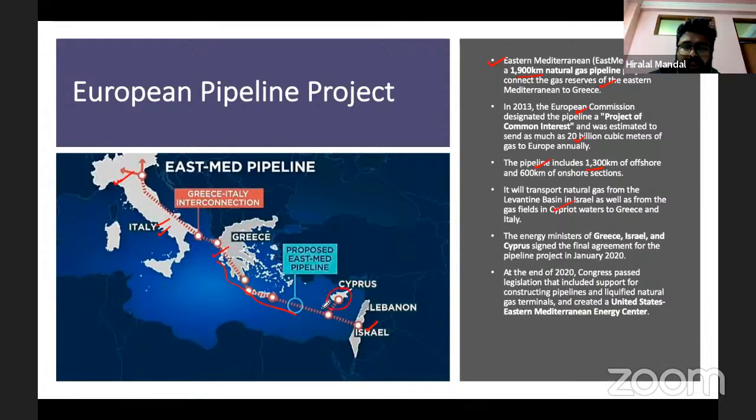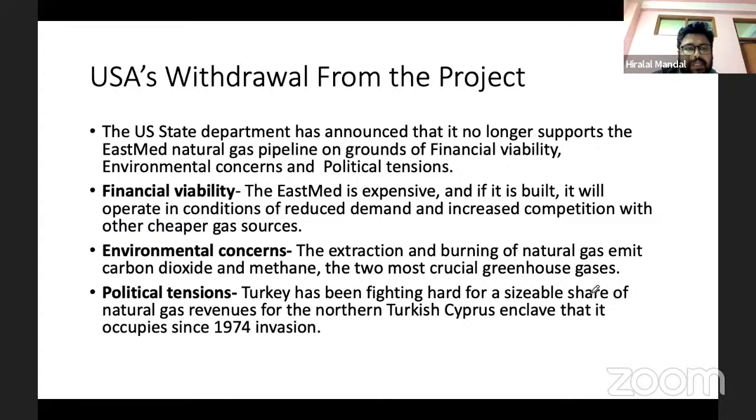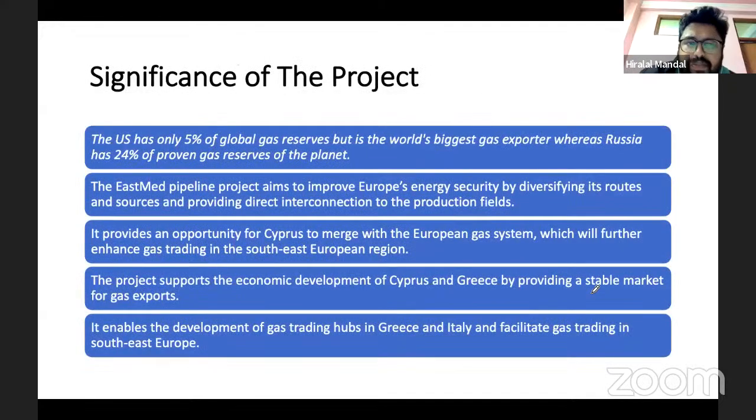Okay, Cyprus is expected to get the benefit of this. So the US was interested in making an investment in this corridor, but now it has largely withdrawn because of various problems, whether financial, environmental, or political tensions. But before that, let us understand the significance of this project.